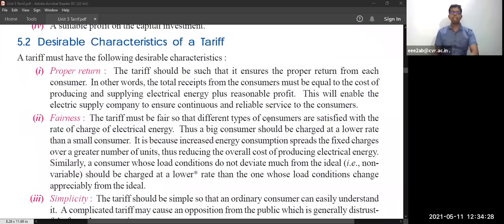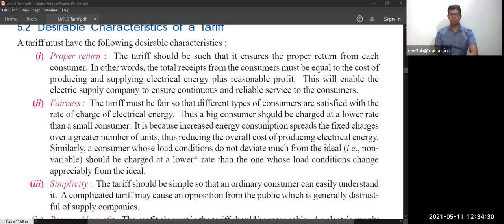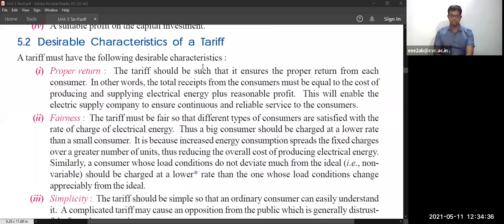Next, coming to the desirable characteristics of tariff. A tariff must have the following desirable characteristics. It should have a proper return.